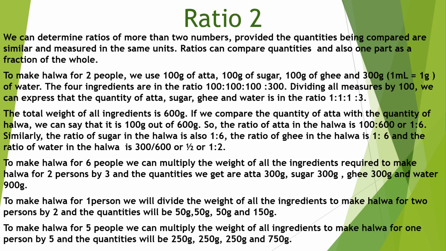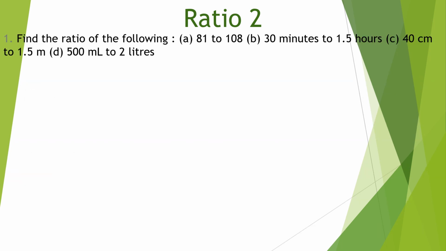To make halwa for 5 people, we can multiply the weight of all ingredients to make halwa for 1 person by 5. And the quantities will be 250 grams of atta, ghee and sugar each and 750 grams of water. Let's now do some simple problems.